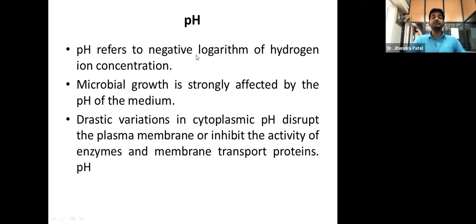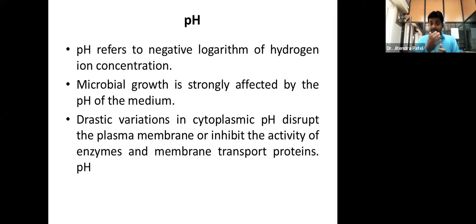pH refers to the negative logarithm of hydrogen ion concentration, right? All of you know what pH is, the negative logarithm of hydrogen ion concentration. That's what we use to decide the acidic, neutral, and basic or alkaline nature of a particular substance, chemical, or organism, right? Microbial growth is strongly affected by the pH of the medium. What is the pH of the particular media, right? If you are maintaining certain media, it may be nutrient agar media, or it may be whatever media, right?